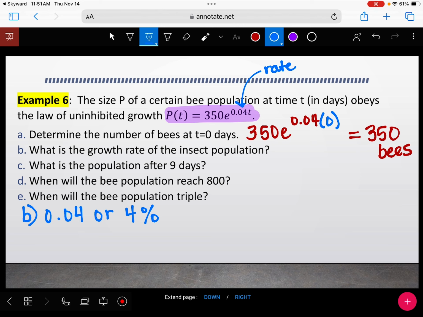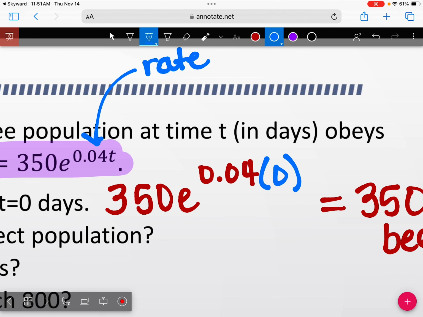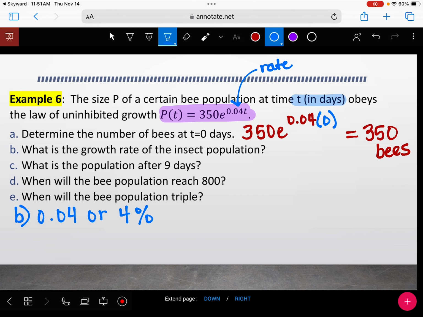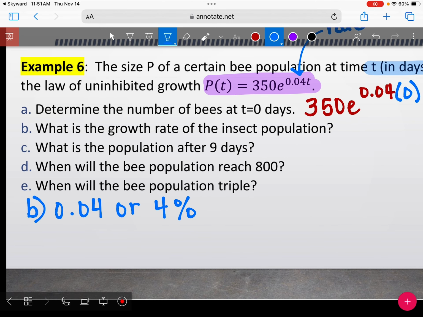For part C, how are you going to figure that out? What is the population after 9 days? What are you going to substitute into the equation for T? 9. We have to pay attention though, because this one tells you that T is measured in days. So in the equation, T now represents days, not years. Make sure you highlight or circle that. For this one, we're just substituting in a 9.